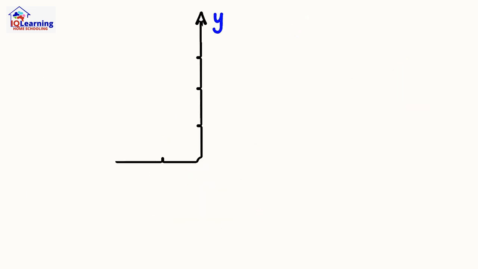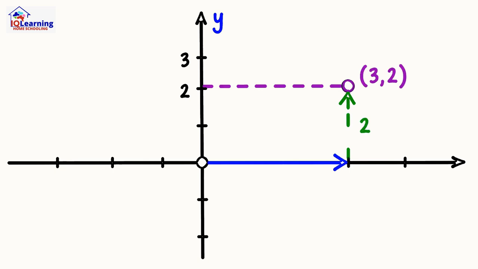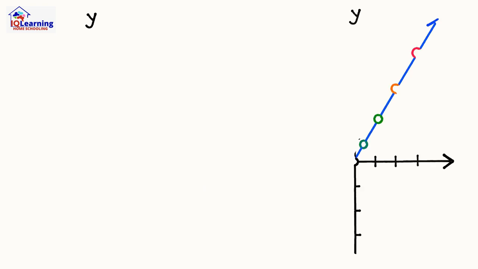Now for the map itself, the Cartesian plane. You always start at the center, the origin, which is point (0, 0). The first number in your pair, x, tells you how far to move right. The second number, y, tells you how far to move up. You mark the spot. When you plot a few points from the same rule, something amazing often happens.